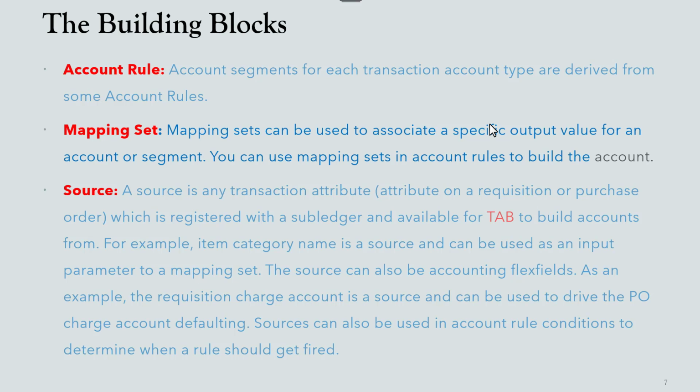Sources can also be used in the account rule conditions to determine when a rule should be applied. To summarize, sources can be used in the following configurations: account rule values, both account combination rules and segment rules, conditions for account rule setup, and input source in mapping set setup.